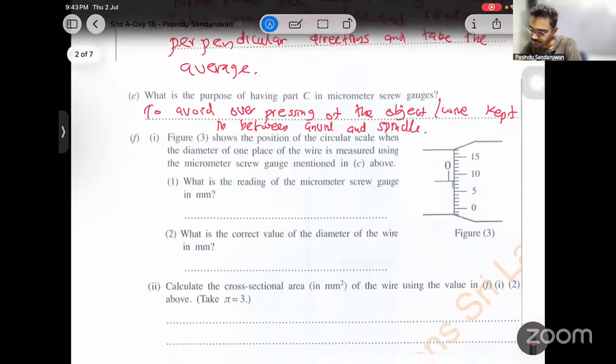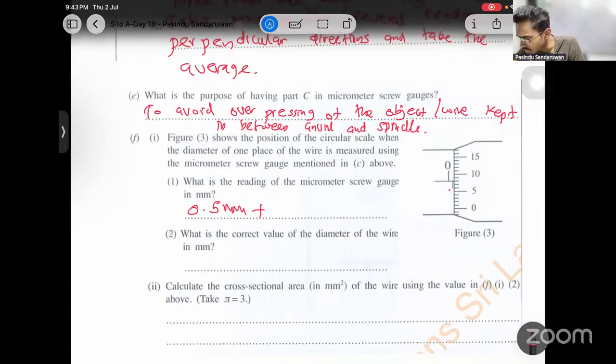Right? F. Figure 3 shows the position of the circular scale when the diameter of one place of the wire is measured using the micrometer screw gauge mentioned in C above. What is the reading of the micrometer screw gauge in millimeters? Right? Just take this reading. Only 0.5 is completed. Then from the main scale, the reading is 0.5 millimeters.